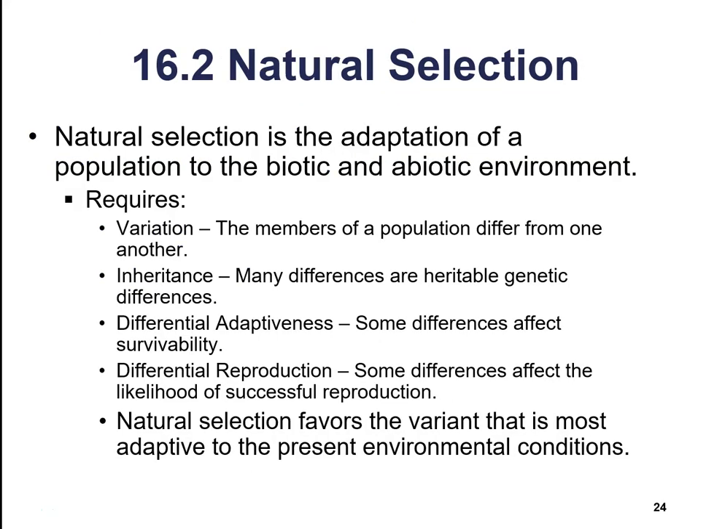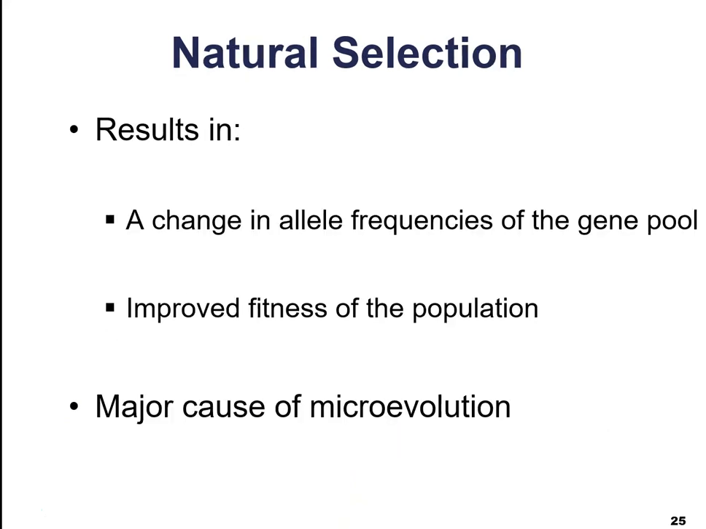Okay, so this next part talks about different types of natural selection, right? So we talked about the idea of natural selection. I'm hoping we all understand what that is. And these are some things that natural selection requires. And again, we've talked about this before, okay? So it says natural selection favors the variant that is most adaptive to the present environmental conditions. Okay, we all should agree that that's true.